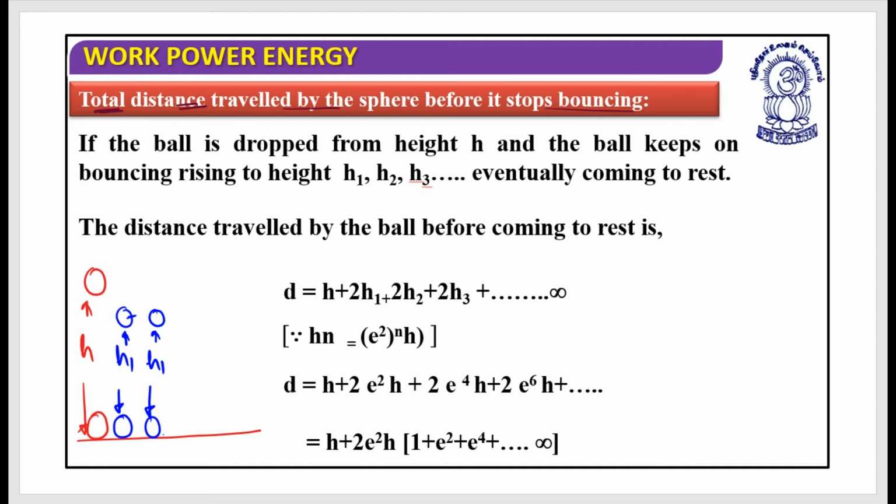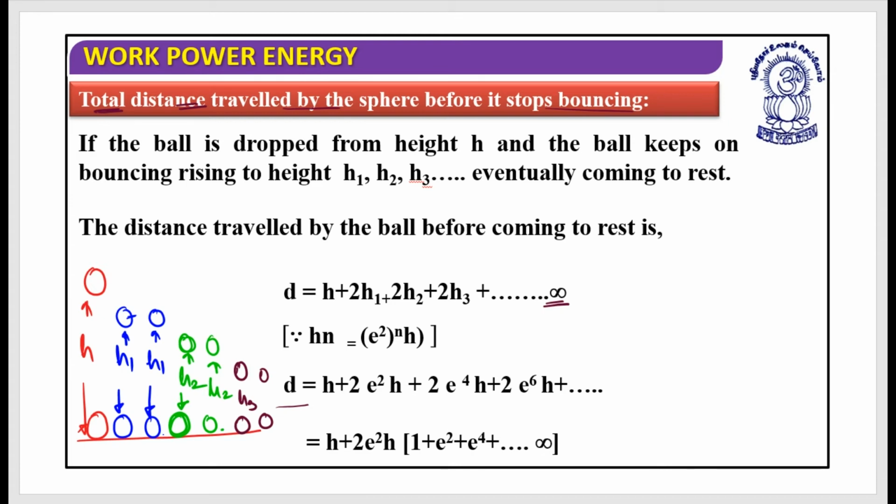From here it goes down and collides again. Now let's suppose it rises to height h2, then moves down the same height h2, collides again over here, and reaches height h3, and so onwards. This continues until infinity. I hope this is clear.